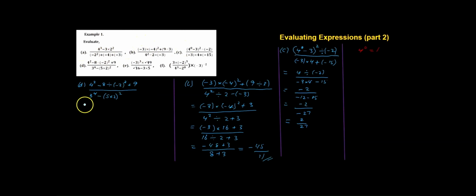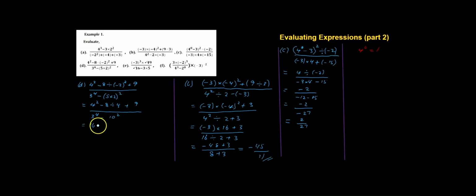In this there are brackets, exponents, multiplications, divisions, additions and subtractions. Let's start with operations inside the brackets. After the operation we get 4 squared minus 8 divided by 4 plus 9 over 3 to the power 4 minus 10 squared.